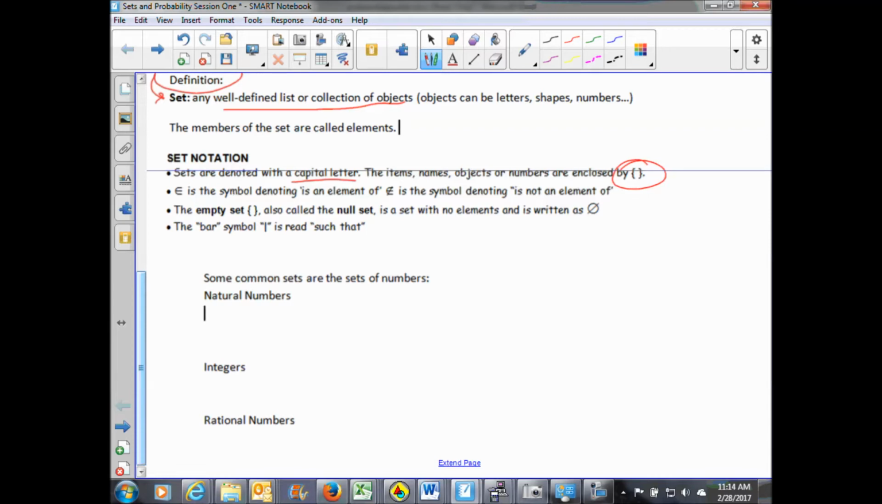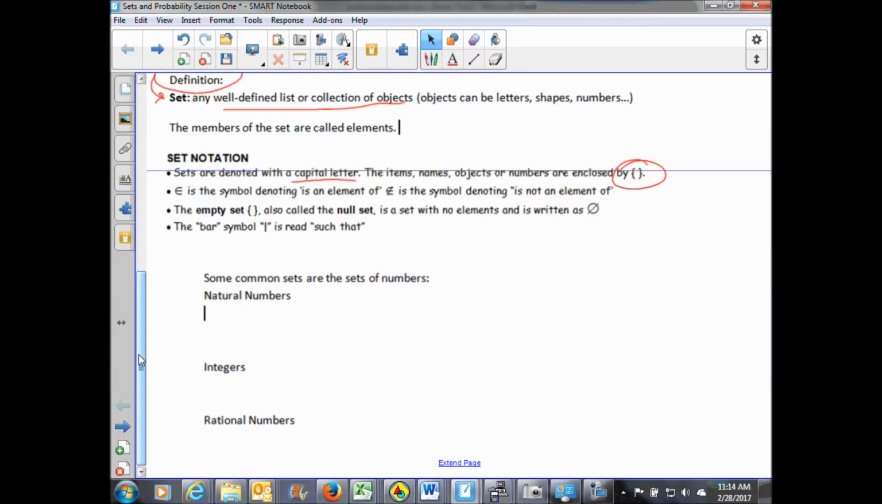Now, I'm fond of calling them mustachios, because if you look at a set brace and you turn it on its side, it kind of looks like a mustache. But I'm just joking with that. And you probably don't want to say that out loud when you get to college. Call it a mustachio, because they might make fun of you.